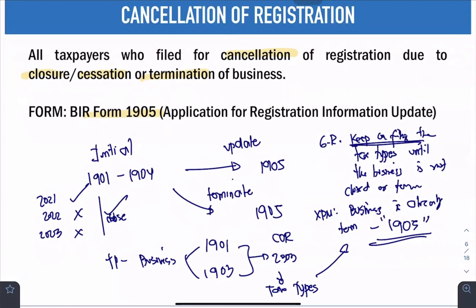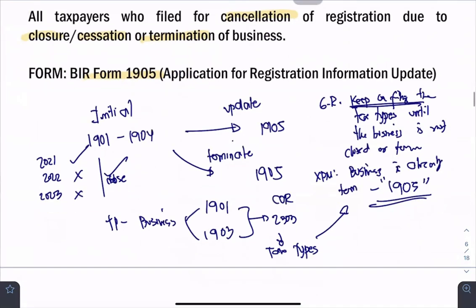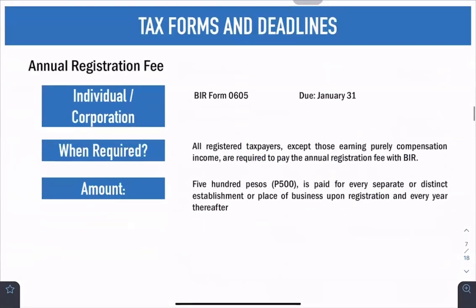I hope we are clear as to the effect of that BIR Form 2303 and when the requirement to keep on filing will end. Now, let's go to your tax forms and deadlines. So I have here your annual registration fee using BIR Form 0605.